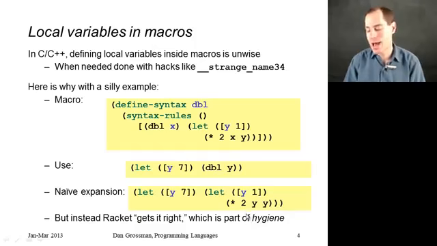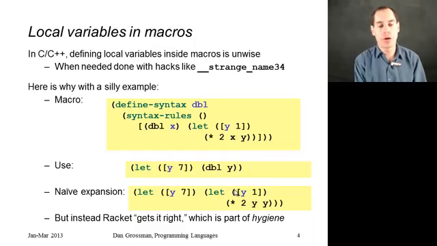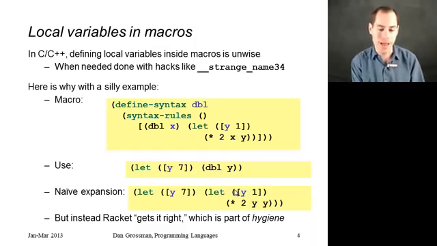This is not what happens in Racket. Racket gets this right. If you have this use, exactly as you see on the slide, when you run this, you will actually get 14. This is part of what it means for your macros to be hygienic. They're clean. They keep separate the local variables in the macro from any local variables that might be in scope where you're using the macro. The way Racket does this is it just changes the names of variables in macro definitions as necessary, and we're not going to go into the details of how it does it. Just rest assured that you get 14 in Racket. You do not get the naive expansion.